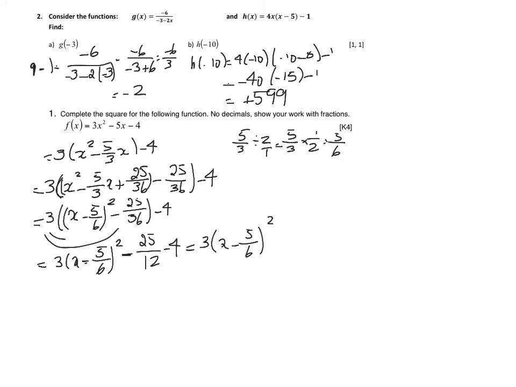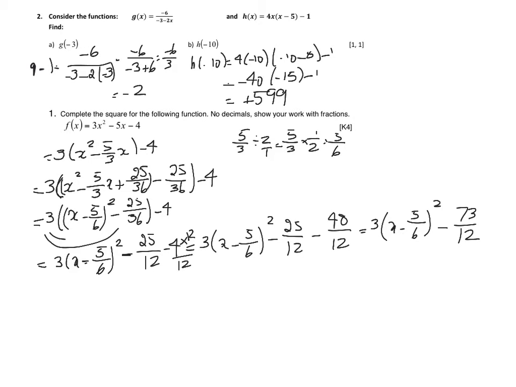Now 4 is the same as 48 over 12, so I can write this one as negative 25 over 12 minus, multiply by 12 divided by 12, you get minus 48 over 12, which is the same as 3 times (x minus 5 over 6) squared. Minus 25 minus 48 is going to give us minus 73 over 12.